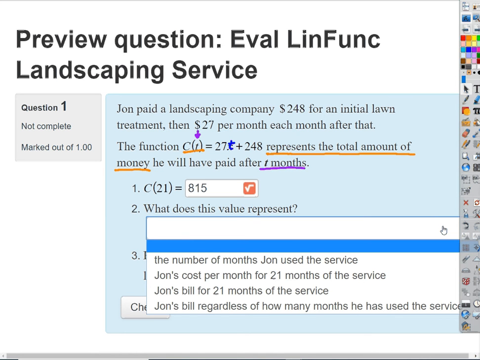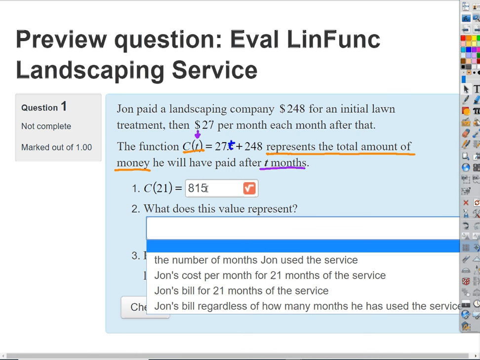We're inputting a 21 and we're outputting 815. So 815 is the value of C, isn't it? So what matches what C means? Is it the number of months John used the service? No. What is the number of months he used the service? 21, yeah. Is it John's cost per month for 21 months of service? That sounds pretty good, but cost per month isn't really what that is, right? This is a total cost.